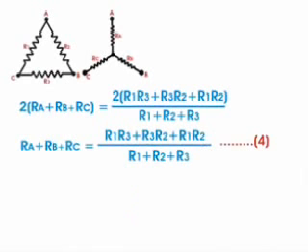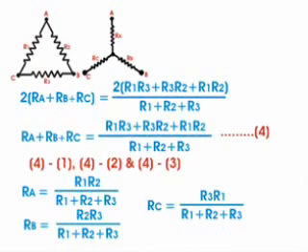Now if we add equations 1, 2 and 3, we shall get 2 into RA plus RB plus RC is equal to 2 into R1 into R3 plus R2 into R3 plus R1 into R2 divided by R1 plus R2 plus R3, or RA plus RB plus RC is equal to R1 into R3 plus R2 into R3 plus R1 into R2 divided by R1 plus R2 plus R3, and say this is equation 4.